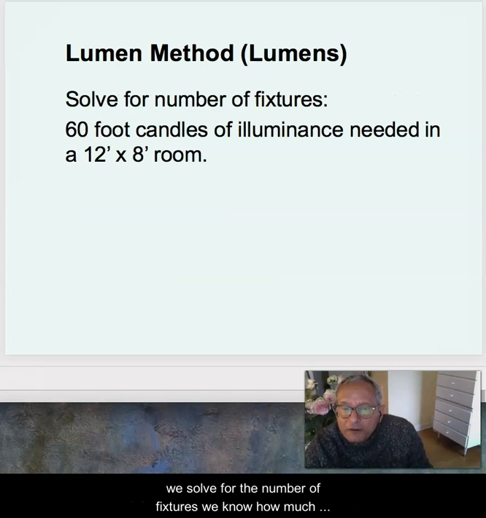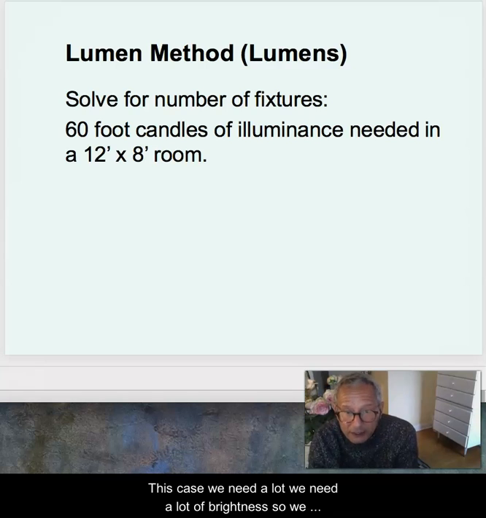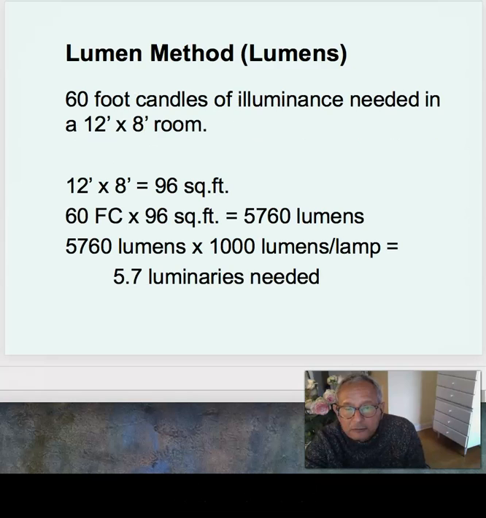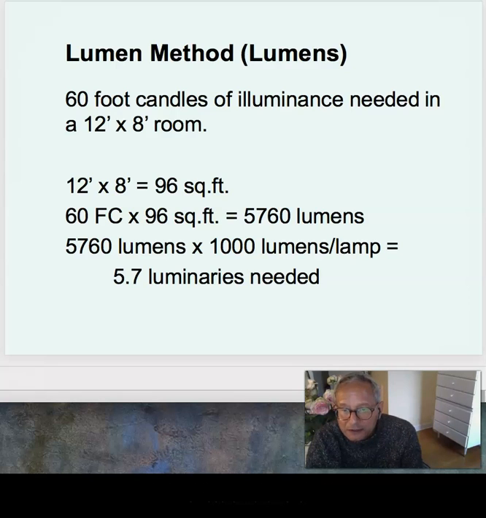So we solve for the number of fixtures. We know how much illuminance we need in a room. In this case, we need a lot of brightness. So we need 60 foot candles of illuminance in a 12 by 8 room. That means we have 96 square feet like we had before. We need 5,760 lumens. If we continue to just generate 1,000 lumens per lamp, we need 5.7, we always round up, 6 luminaires. Not luminaries, luminaires. I thought I caught all these, but forgive me.